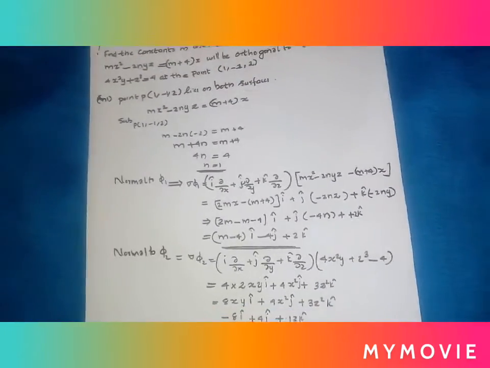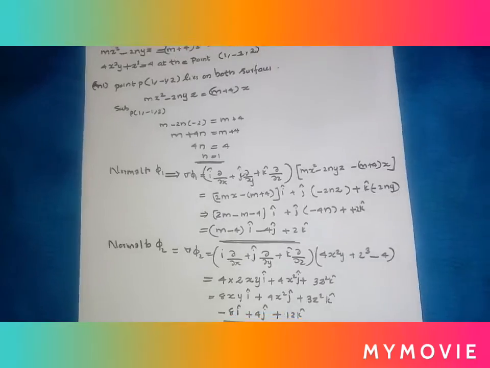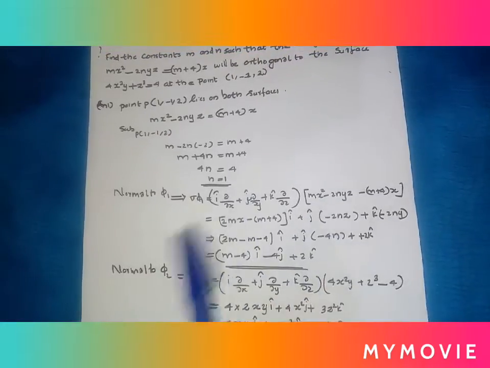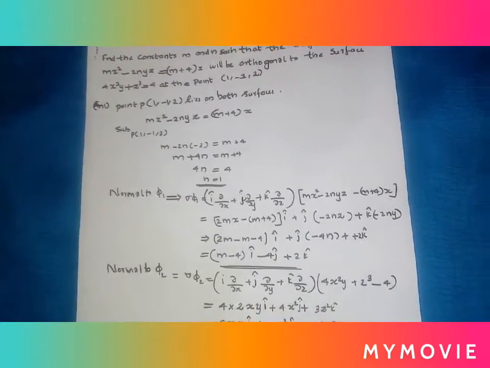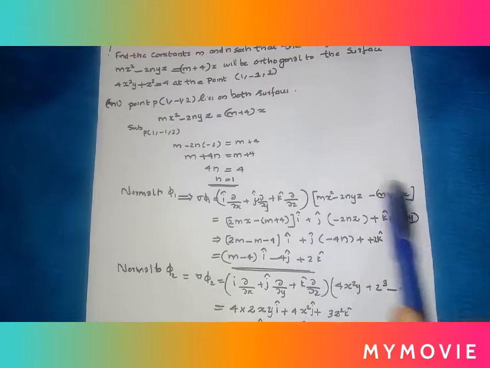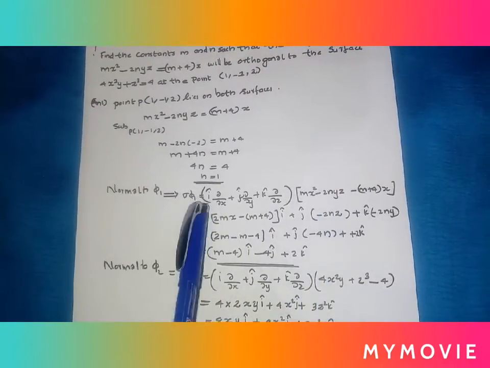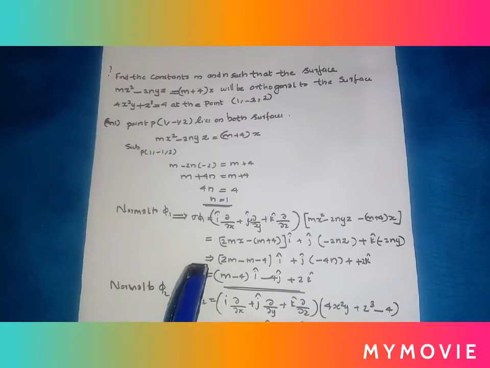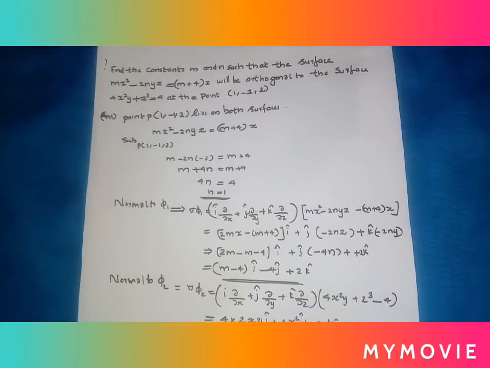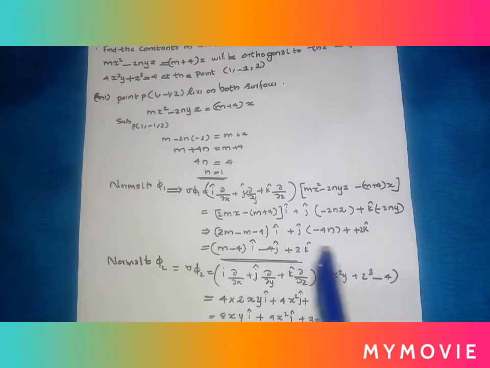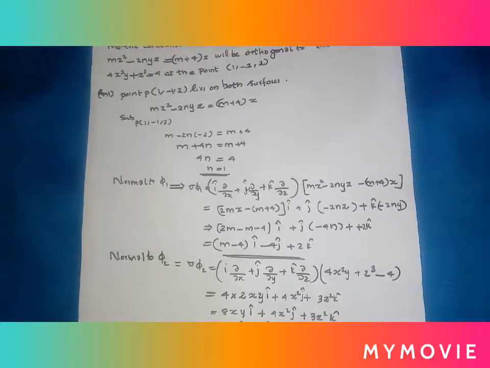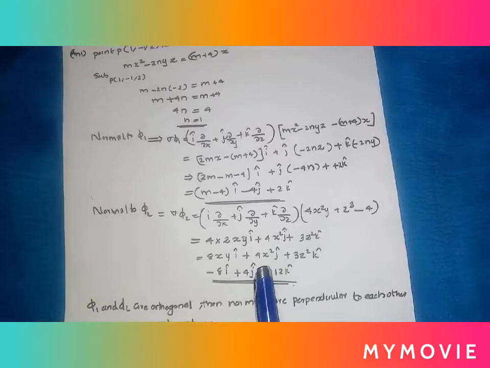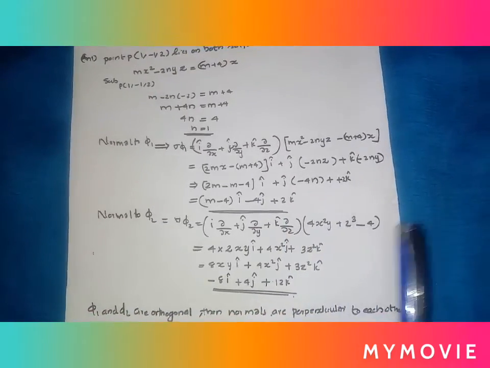That means we just find the normal of the first surface and the second surface. First surface normal means just gradient. We know that the gradient is i ∂/∂x plus j ∂/∂y plus k ∂/∂z applied to the surface equation, and just take the derivative with respect to x, y and z, and we substitute the points given in the question. Okay, so we get the normal to phi 1, del phi 1.